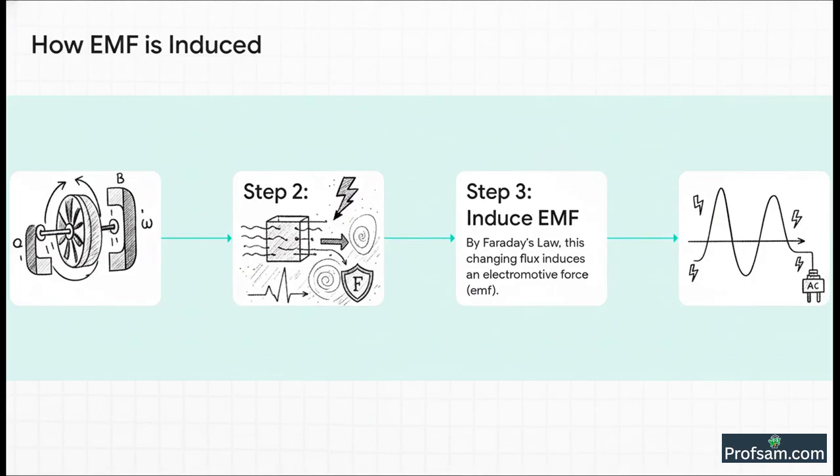Let's break down that process step by step. First, we use some external force to spin the coil at a constant angular speed, which we call omega. As this coil is rotating, the amount of magnetic flux passing through it is changing every single moment. Now, what does Faraday's law tell us? It says that any change in flux must induce an EMF. And because the rotation is smooth and continuous, the EMF that's produced is also a smooth, alternating sinusoidal wave.